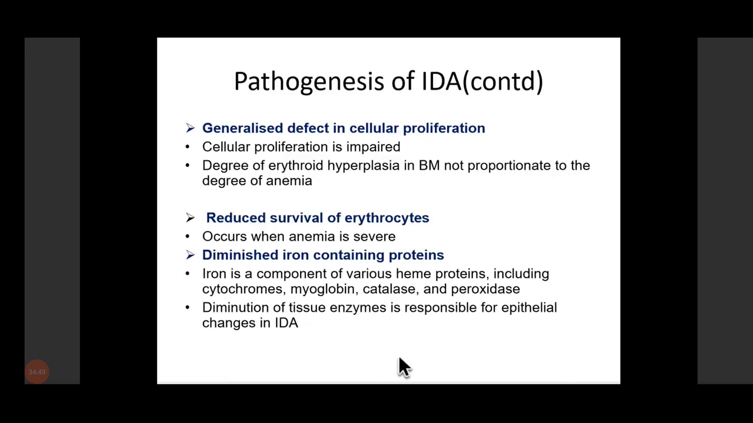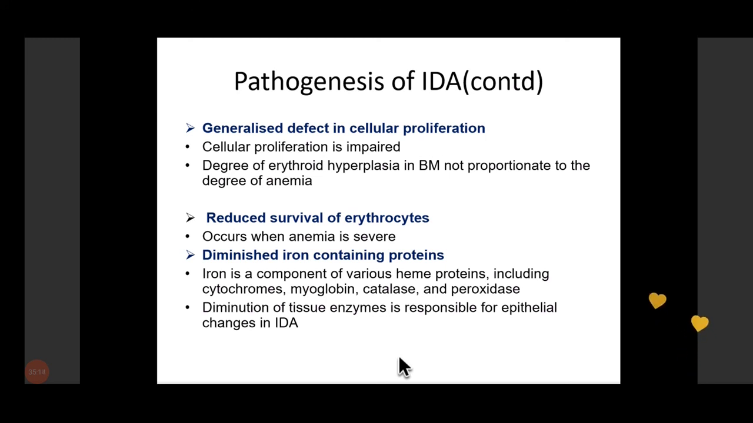So there is a generalized defect in the cellular production. The cellular production is impaired. Along with the impaired transport of the iron, the cellular production is impaired. The degree of erythroid hyperplasia is not proportionate to the degree of anemia. The survival of the erythrocytes is also reduced, and it occurs in severe anemia.